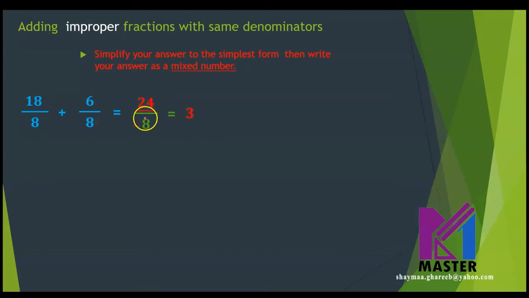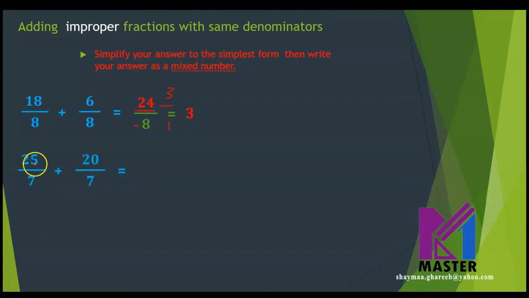Even if you try to simplify this fraction by dividing up and down by 8, when you divide the 24 by 8, it will give you 3. When you divide the 8 by 8, it will give you 1. And 3 over 1 is same as number 3. Is this clear?